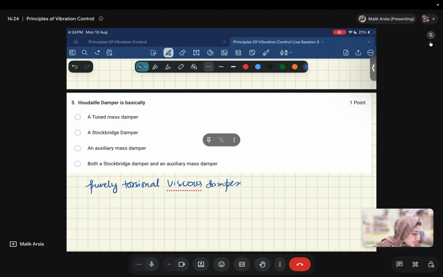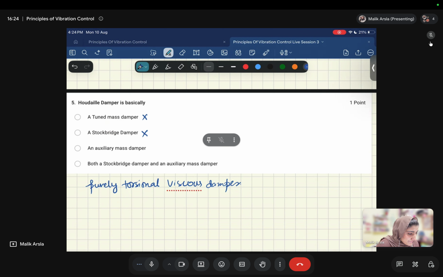Here you can see that in this damper there is no spring. Since there is no spring, it does not fall into the category of tuned mass damper, because we know that in a tuned mass damper or vibration neutralizer we have a spring which connects the secondary mass to the primary mass. In case of a Stockbridge damper as well, we have a spring there, so it's not that.